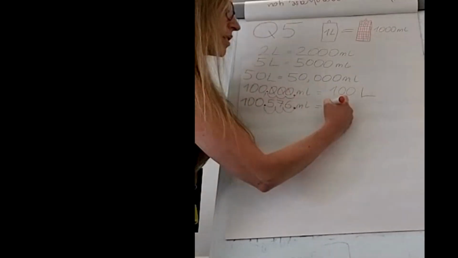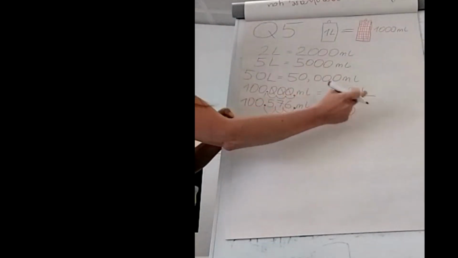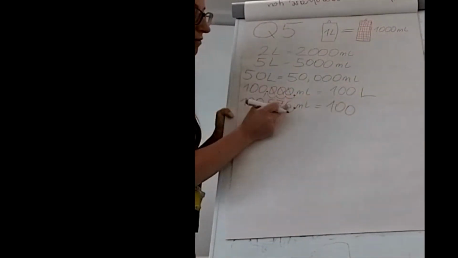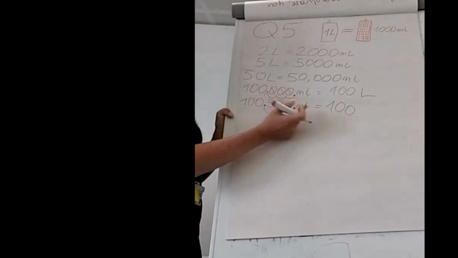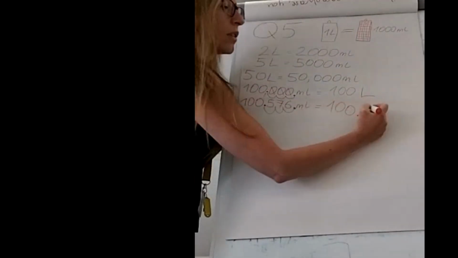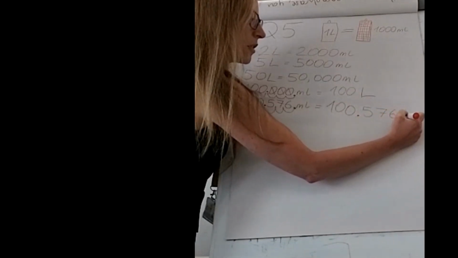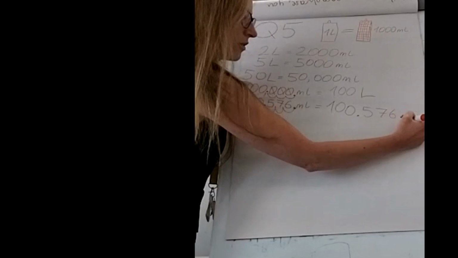Okay, so how does this number look? It's still 100 liters. Do you see that? It's 100 liters. But we have a little bit more. We have a half a bit more. So dot and then 5, 7, 6. Liters.